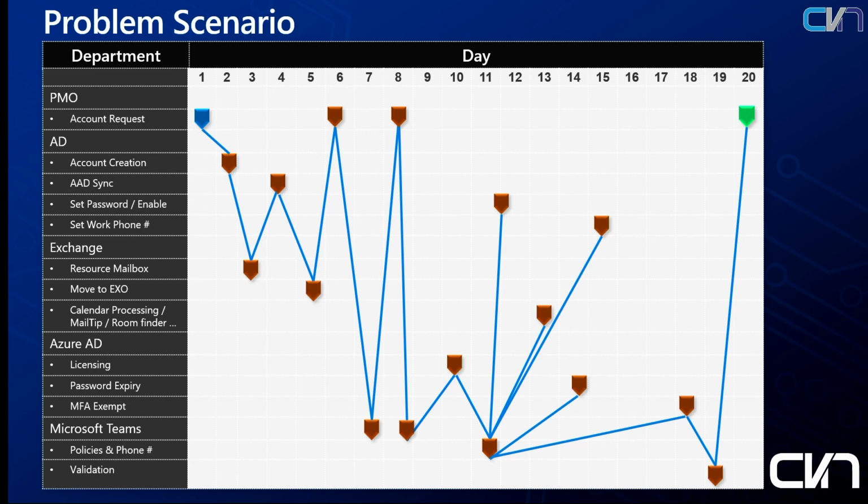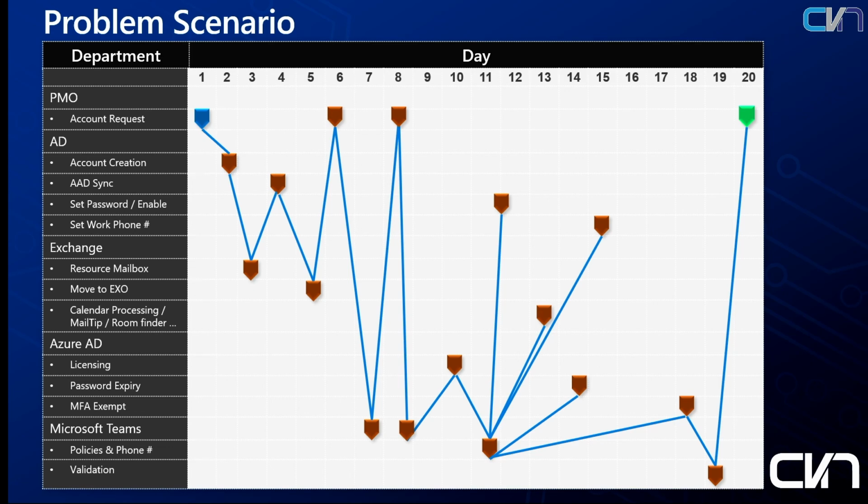AD would sync it to online, then Exchange would move it to Exchange Online. Then we would have it go back to the PMO and they say, hey, we're done. And then the PMO would go, hey, it needs to sign into a Teams device. So they reach out to the Teams group, and the Teams group gets the burden to make this work. So they would reach out to AD to get passwords set and the account enabled.